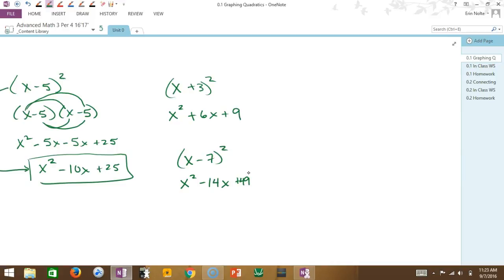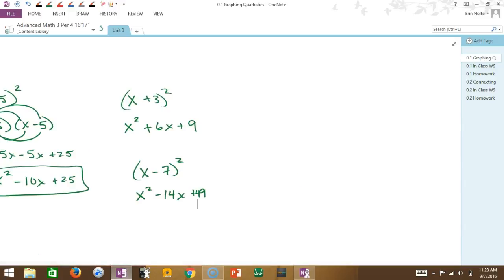Okay, trick question. Maybe bonus question. What if I have this? 3x minus 2 squared. 9x squared minus 12x plus 4. Okay, do you see where each term is coming from?